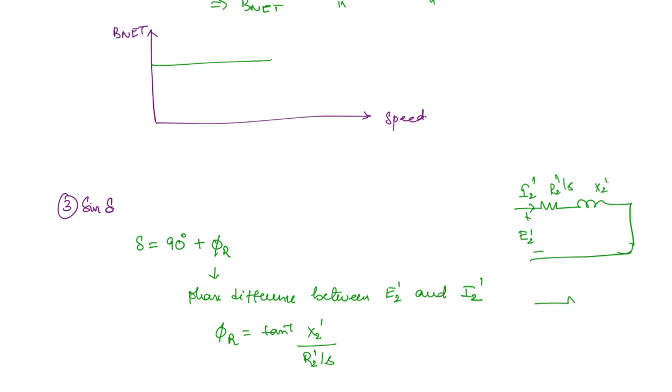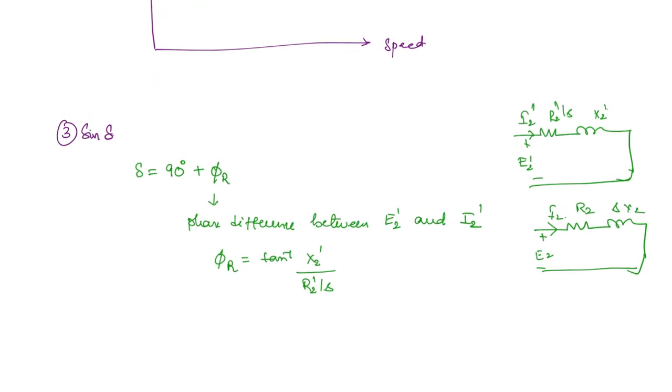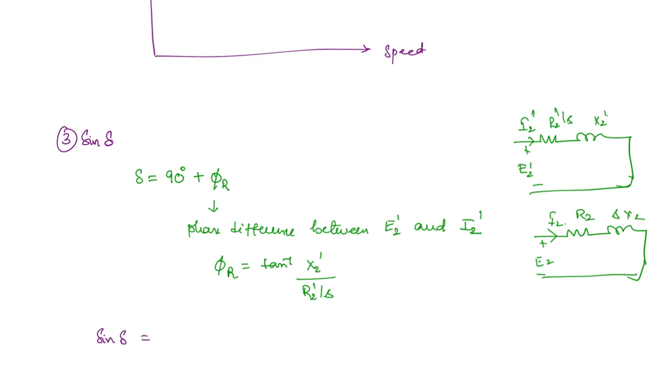Even if you take the actual rotor circuit, how will it be? This will be R2, sX2, this will be E2 and I2. In both cases, the angle is going to be expressed like this only. So now sine delta, how can you write it? Sine of 90 plus phi r, which is equal to cos phi r. And phi r, if you express in terms of X2 dash and R2 dash, becomes tan inverse of s X2 dash divided by R2 dash. So you got a relationship between delta and the slip.